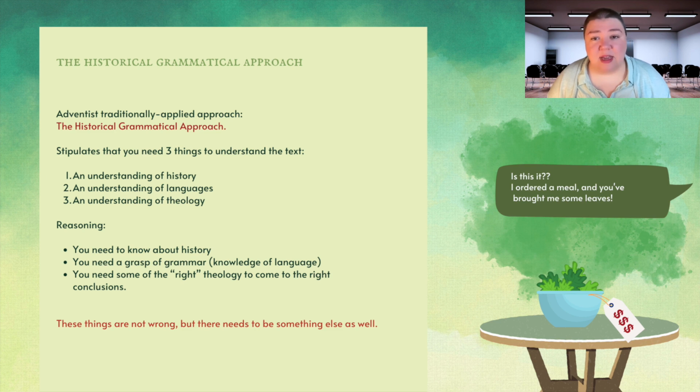The reasoning here is you need to know about history, you need a grasp of grammar, referring to the knowledge of language, and some theology, the right theology, to come to the right conclusions. Now, hopefully by now, we've made clear enough in this class that these things in themselves are not wrong. We are not opposed to knowledge about history, grammar, and theology.